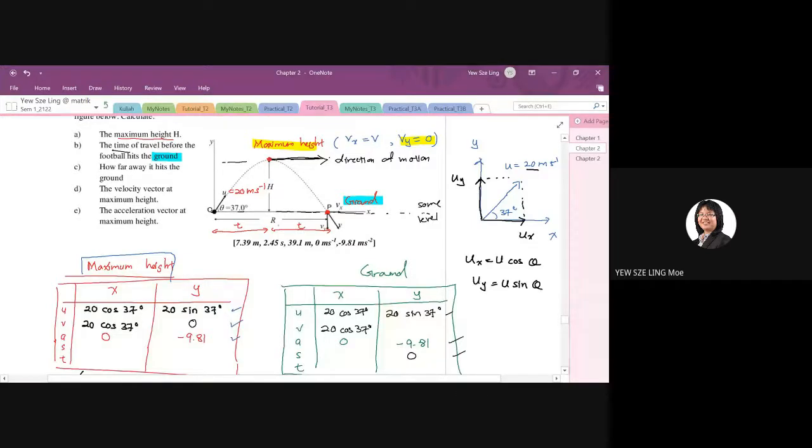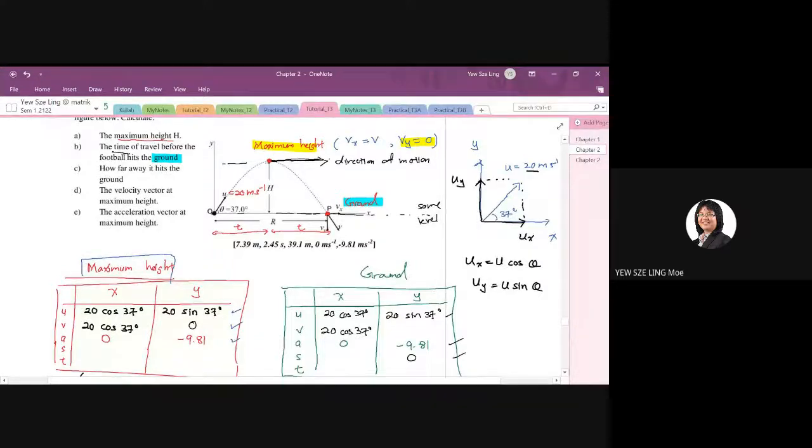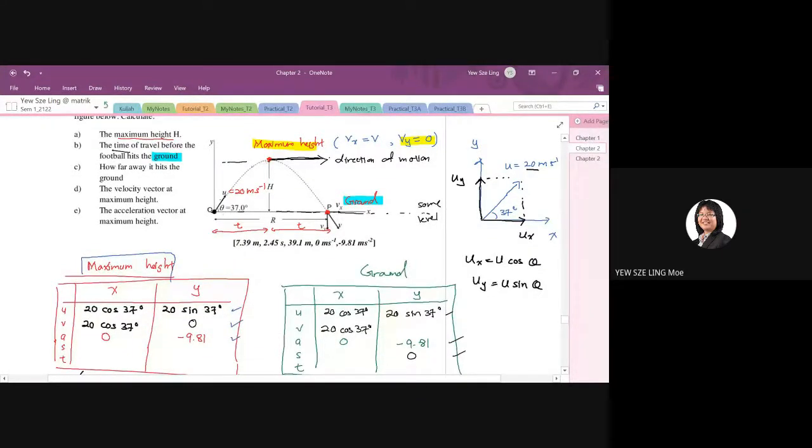So which means if you calculate the time taken to reach maximum height, then you times 2, you will get the total flight time for this motion from O until point P. You can times 2, provided the initial and final points are lying on the same level. So in this case, we can say the time taken from O to maximum height is equal to the time taken to travel from maximum height to P.